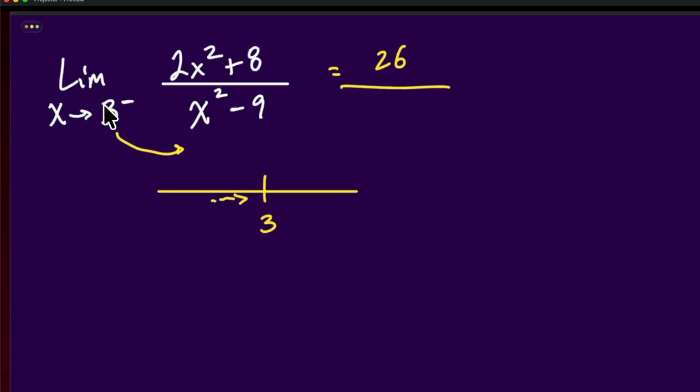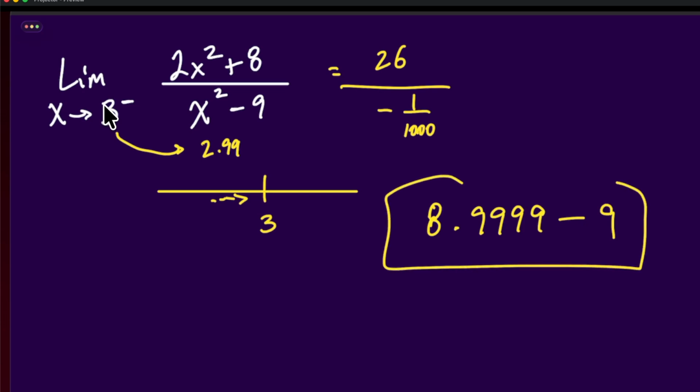So even if we have 2.99 squared, it's going to be smaller than 3. And when we square that, it's going to be smaller than 9. So we're going to get very, very small negative numbers here. Okay, something like this, for example, 8.9999 minus 9. And if you were to compute this, you would get a very, very small negative number. And when you do keep, change, flip, you're going to get negative infinity.